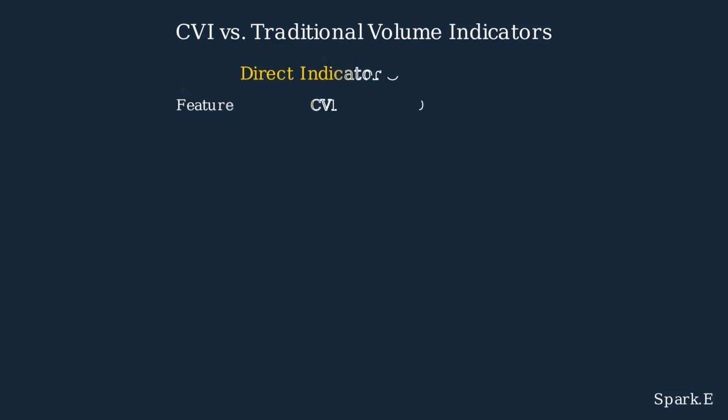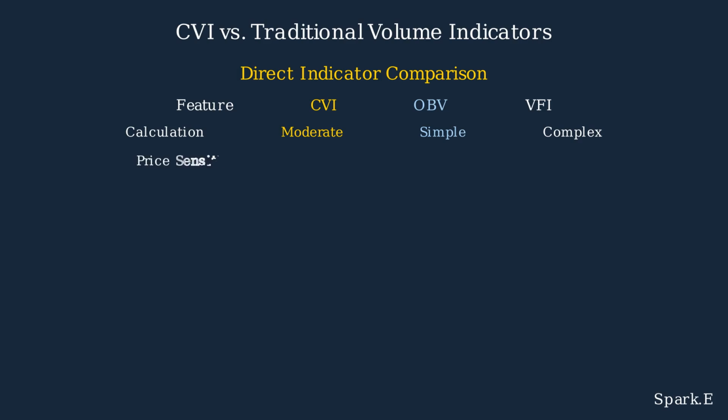Let's compare these indicators across several key features. In terms of calculation complexity, CVI is moderately complex, OBV is the simplest, and VFI is the most complex. CVI offers high price sensitivity, OBV provides medium sensitivity, while VFI typically shows lower sensitivity due to its smoothing. CVI generally provides clearer signals, OBV can be somewhat noisy, and VFI offers more smoothed signals.